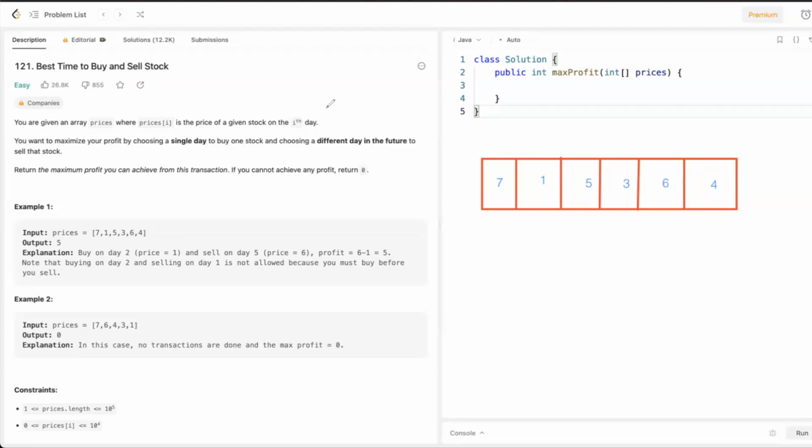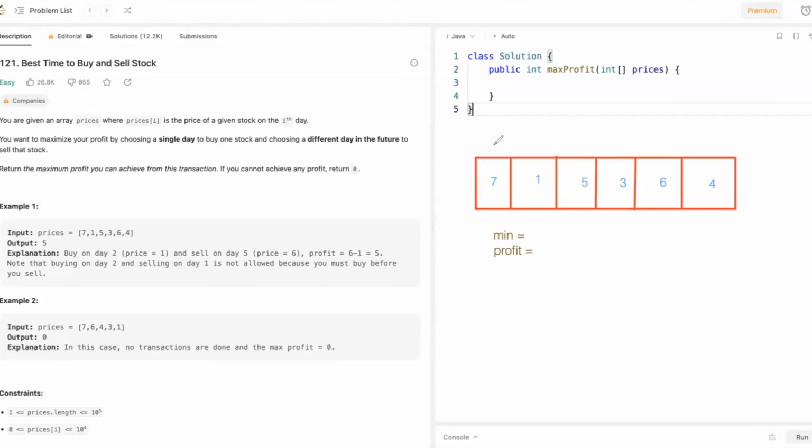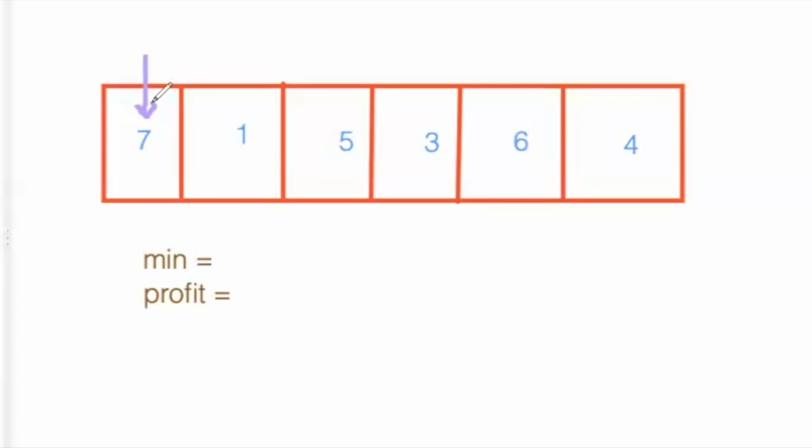Let's say our array under consideration is the first example. Now we want two variables. One is the minimum price at which we can buy the stock and the other is the maximum profit that we can achieve in the array. Now we start from index i equal to 0. At index i equal to 0, let's assume that this is the minimum amount at which we can buy the stock. So the minimum is now kept as 7 and the minimum profit that we can achieve at any given point is 0. So let's assign 0 to profit.